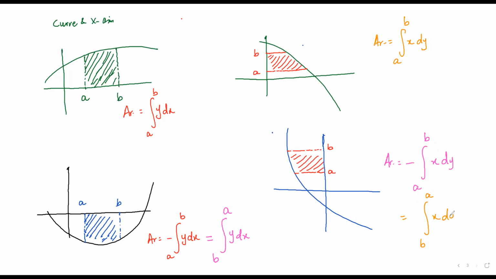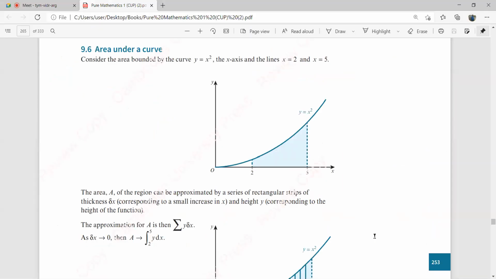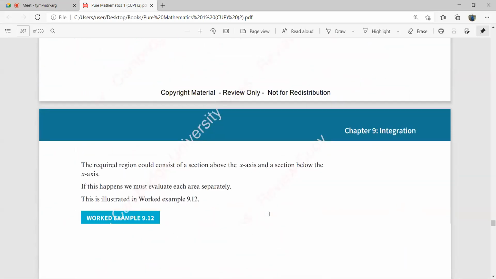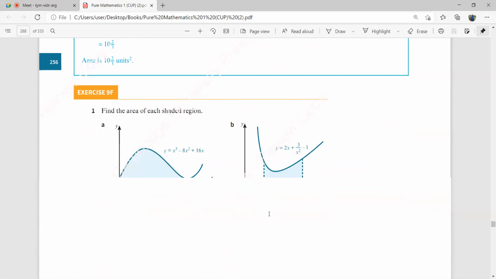So guys, these are the four basic rules of finding the area under a curve: area between a curve and the horizontal axis or the vertical axis. Now let me take you to the exercise, and then we can try some questions from the exercise. Let me scroll this up and see which questions we have here.